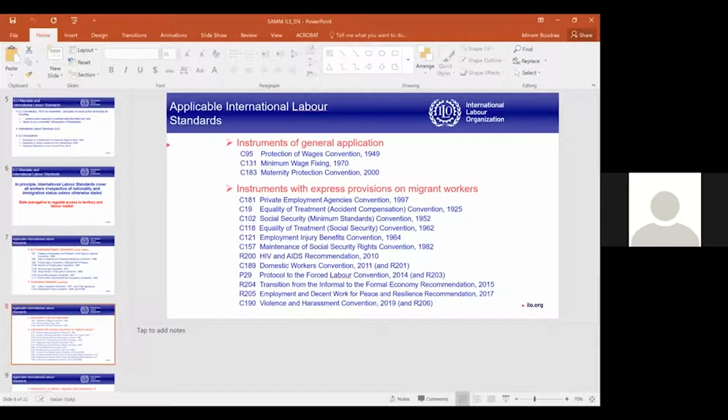So very quickly, some more conventions. Sorry, I can hear the Portuguese.